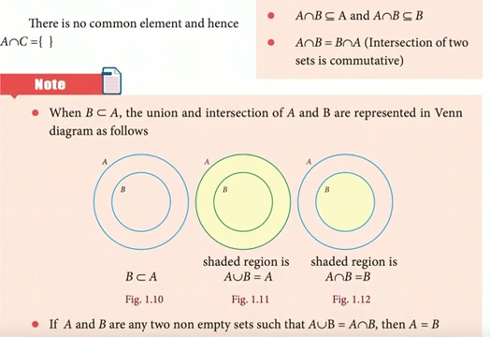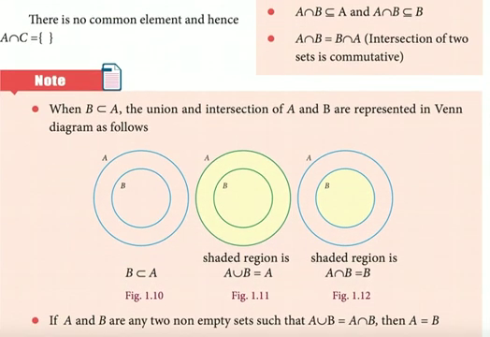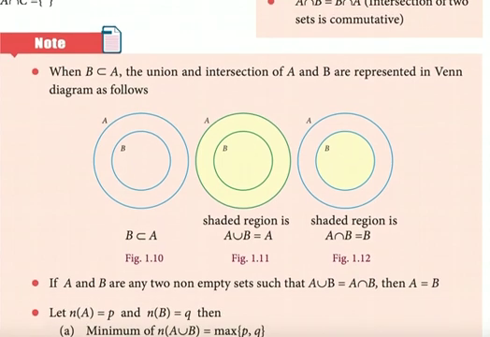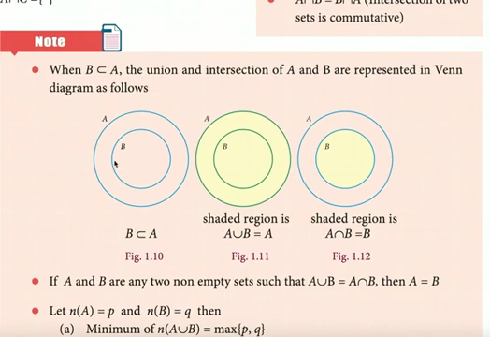When B is a subset of A, the union and intersection of A and B are represented in a Venn diagram as follows. B is a subset of A. A union B is nothing but A. A intersection B is nothing but B.